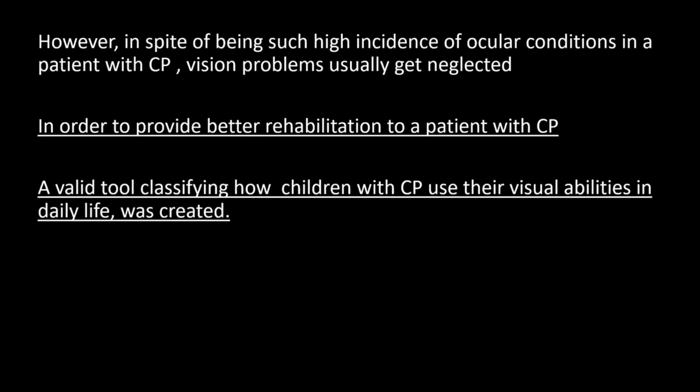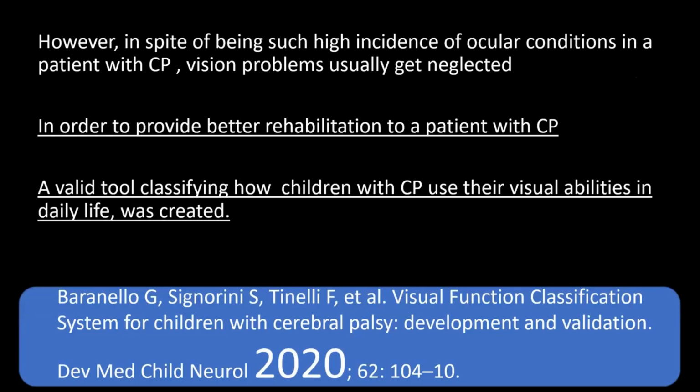So in order to provide better rehabilitation of a patient with CP, a valid tool classifying how children use their visual abilities in daily life was created. It was done by Baranello et al., a group of specialists in Italy, and it was recently published in the Developmental Medicine and Child Neurology journal in 2020. So it's relatively new, and even I am in the process of using it. We have not used it completely.